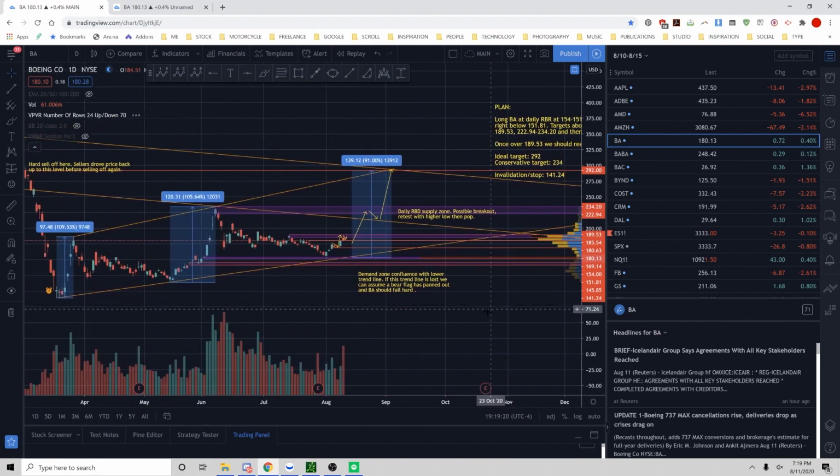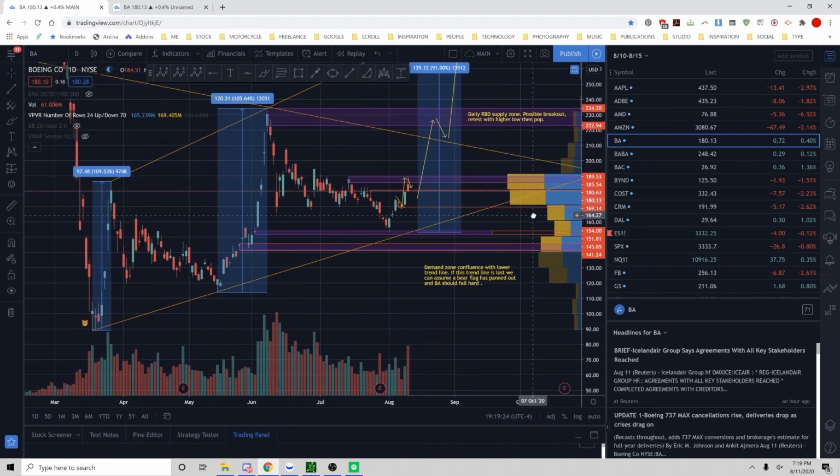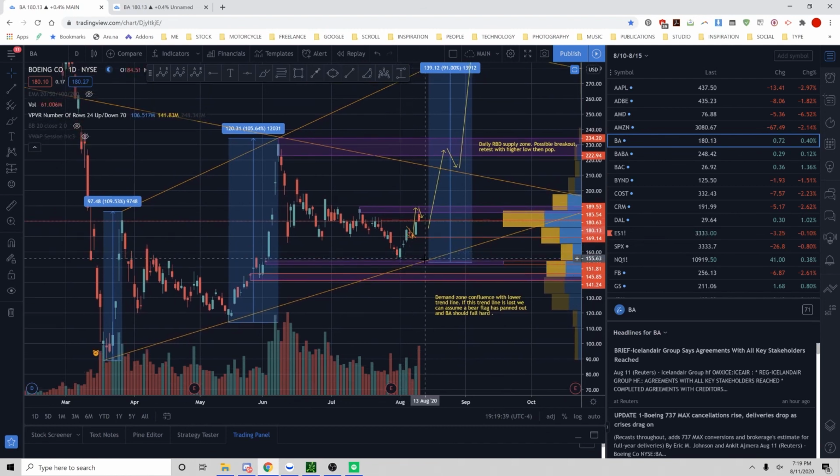This is the stuff that I really look for, just because BA had this huge run and it sold off. We coiled right up and then we dropped off again, dropped off into demand, and then pop. And that risk reward is just perfect for me, and that's exactly what I look for in a lot of these plays.